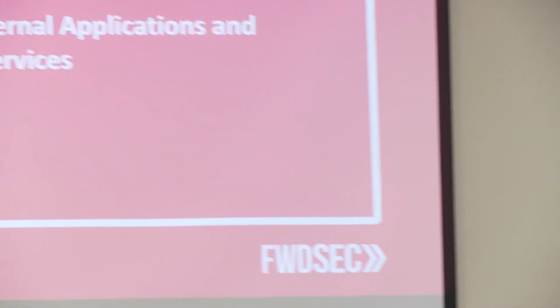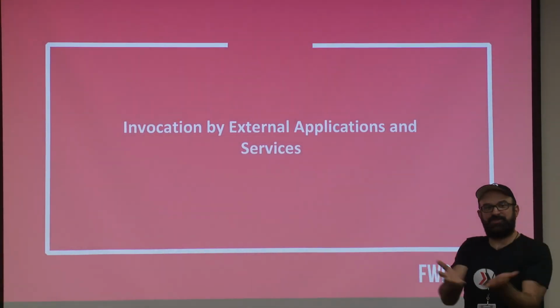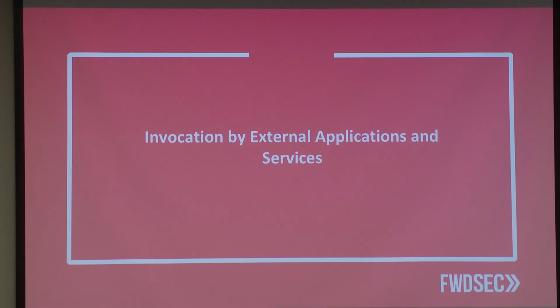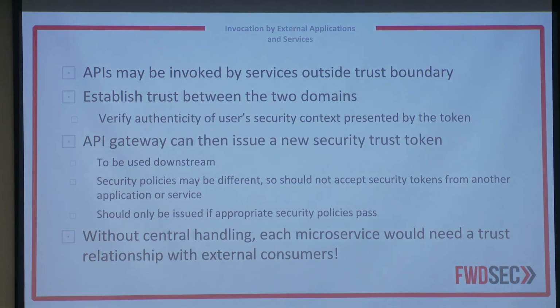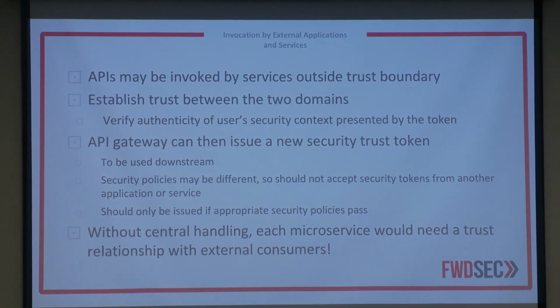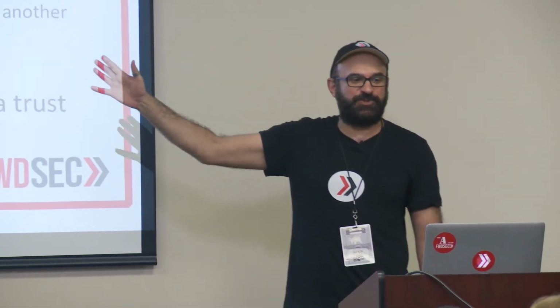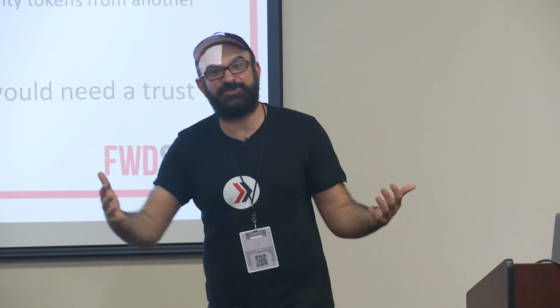What about invocation by external applications and services? So far we've been talking about all these microservices talking to each other and everything within a call chain within that application or service space. But what if we want to have other external applications or services call our microservices? So APIs may be invoked by services outside the trust boundary of that application. So as I mentioned earlier, you need to establish trust between the two domains and verify the authenticity of the user's security context presented by the token that they give to you. And the API gateway can then issue a new security token for downstream communication, and security policies across the two applications may be different, as you can appreciate.